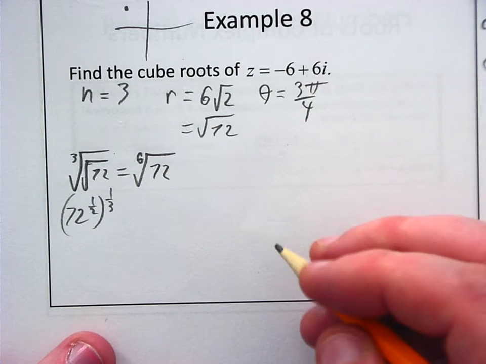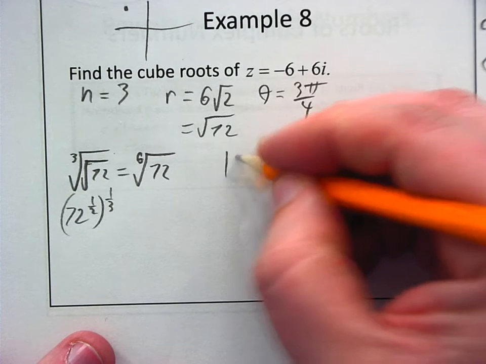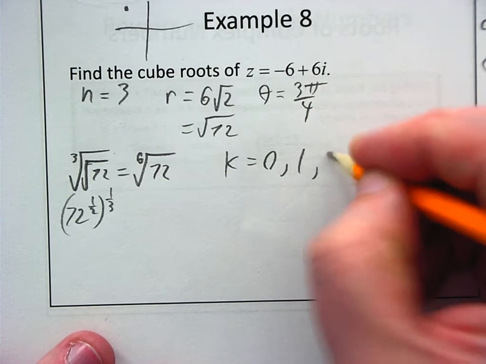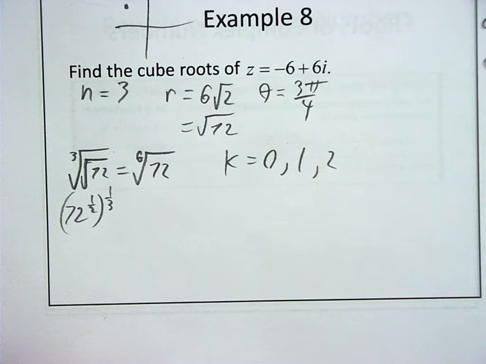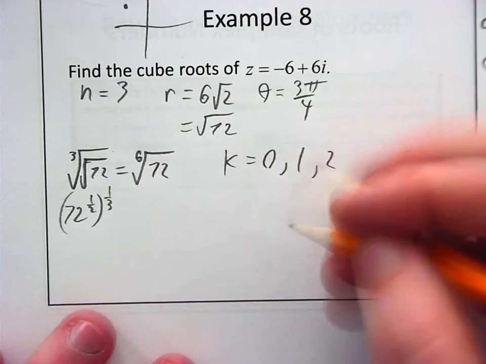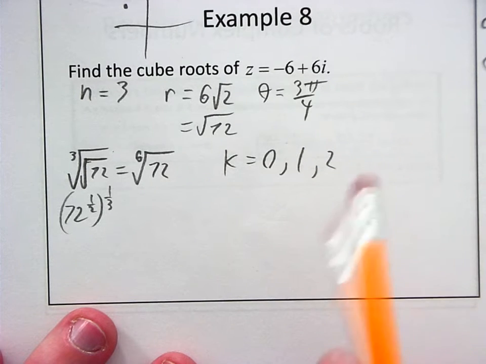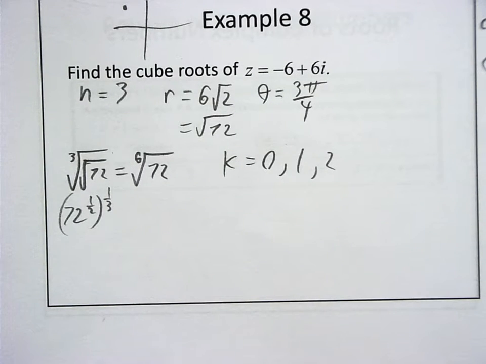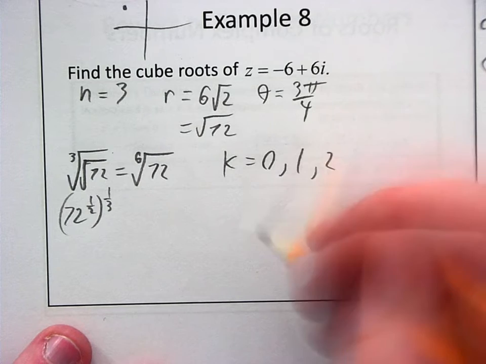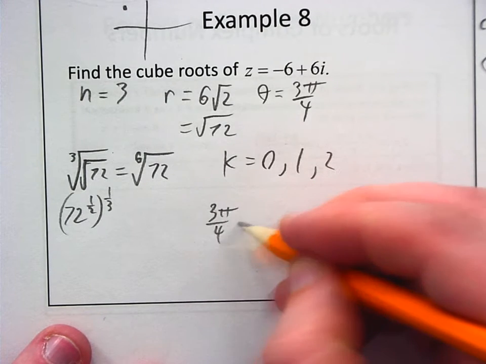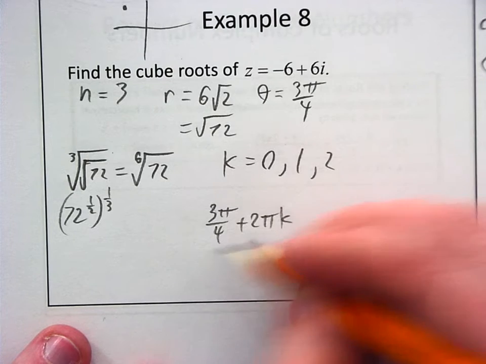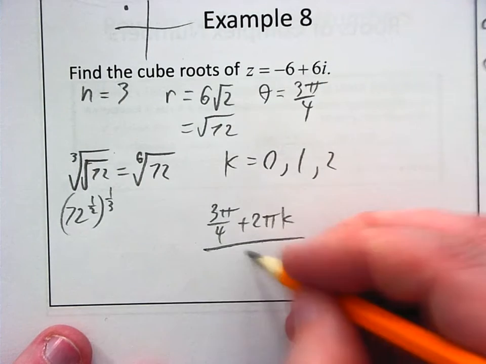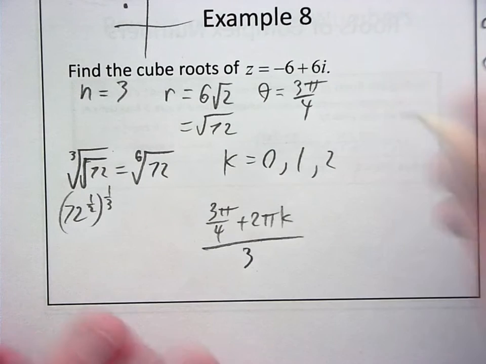Now if I take that part, I need to deal with the k. What are my values for k? 0, 1, and 2. Then I'm going to take what's inside the parentheses. So this thing's starting where again, for theta? 3 pi over 4. I'm not going to deal with cosine or sine yet. I'm just going to deal with the angle. So I'm starting at 3 pi over 4 plus 2 pi k divided by what? 3. So let's do that for all three circumstances.